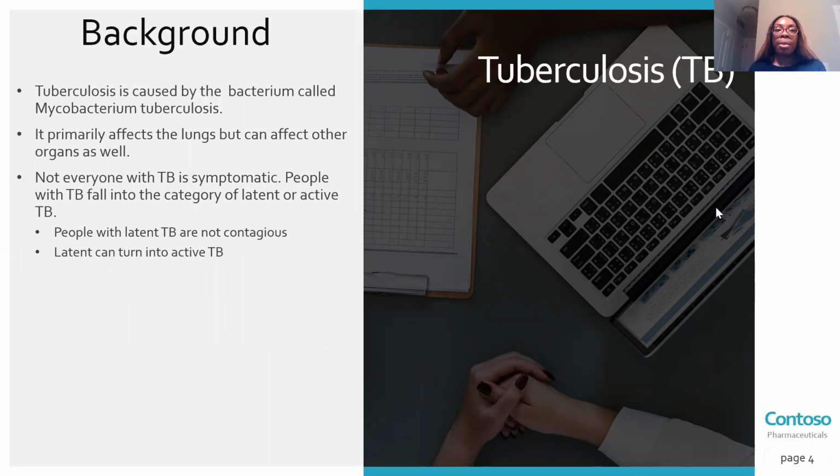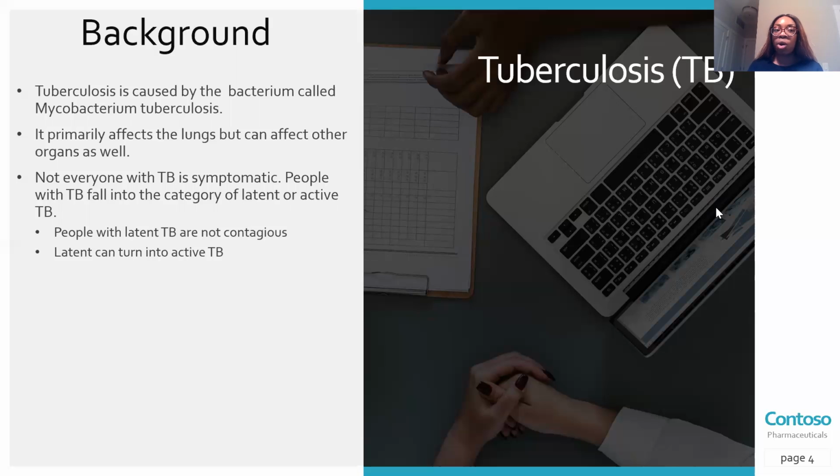So it is caused by the bacterium Mycobacterium tuberculosis. It primarily affects the lungs, but it can affect other organs as well. So it can affect the kidney, the brain, the spine, the liver. It can spread around outside the lungs. So not everyone with TB is symptomatic.